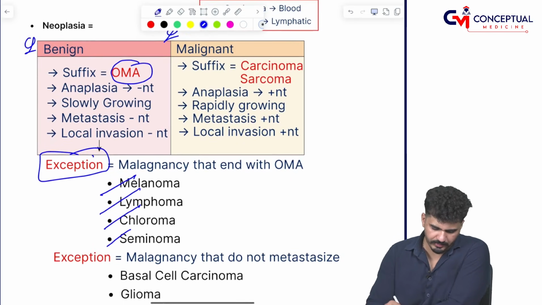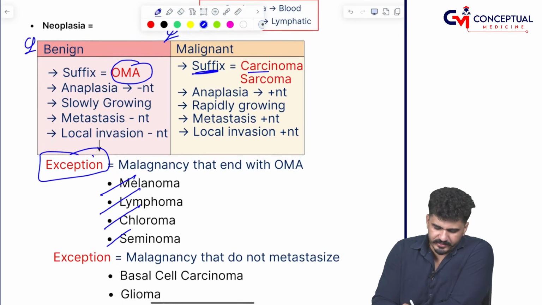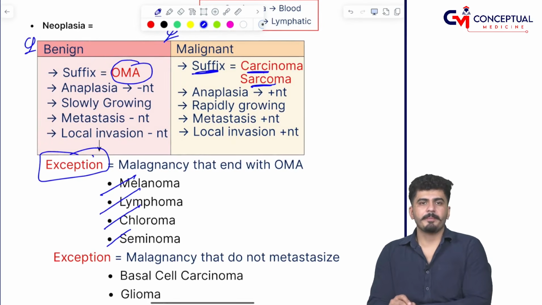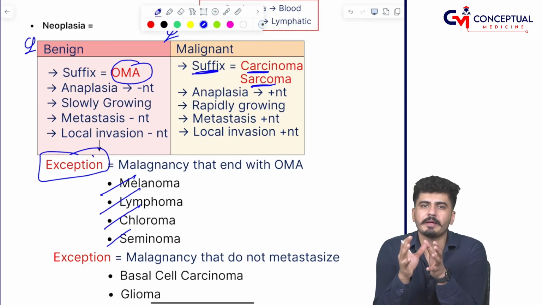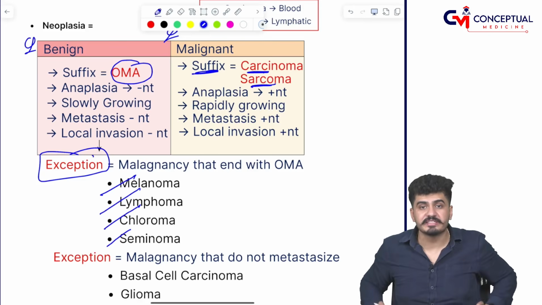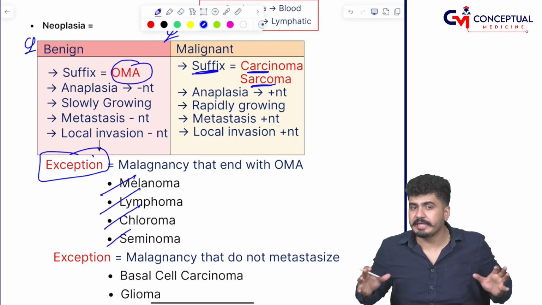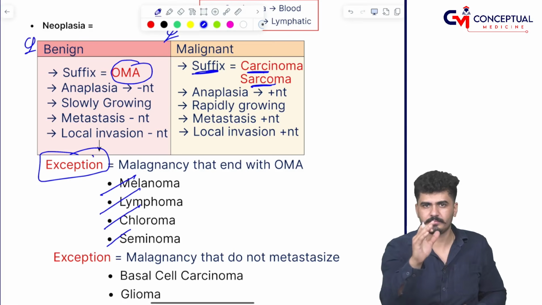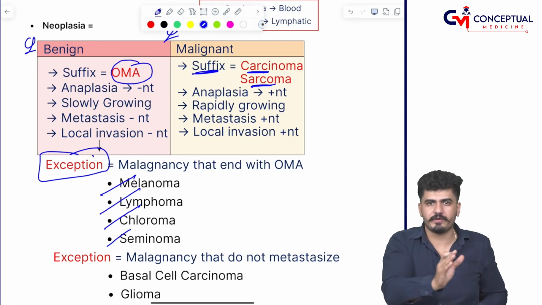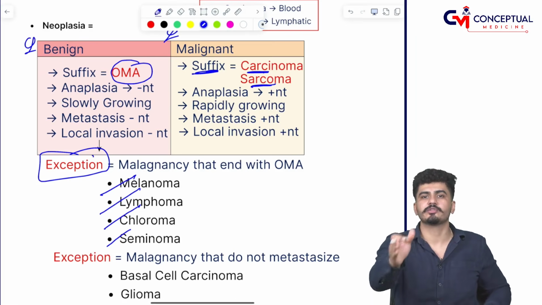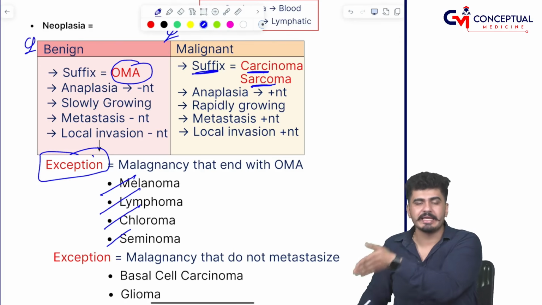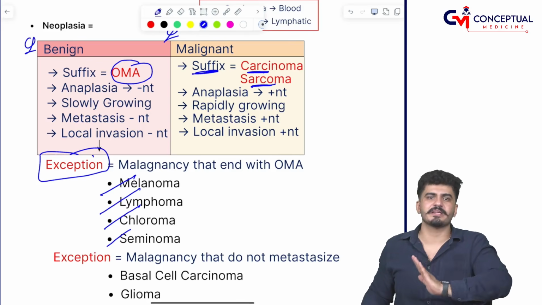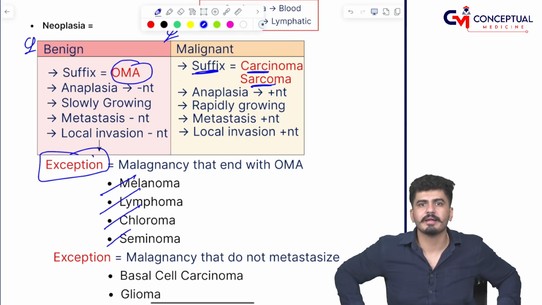Now malignant, remember, suffix ends with carcinoma and sarcoma. And they have a property, anaplasia. Benign के अंदर anaplasia. What do you mean by anaplasia? Anaplasia means loss of differentiation of the cell. Cell को differentiate नहीं कर पाते हो. अगर आप cell को differentiate कर पा रहे हो, that means this is benign. If you are not able to differentiate a cell, that means this is malignant. So anaplasia is present in malignancy. Anaplasia is absent in benign. Metastasis is absent in benign. Metastasis is present in malignant.